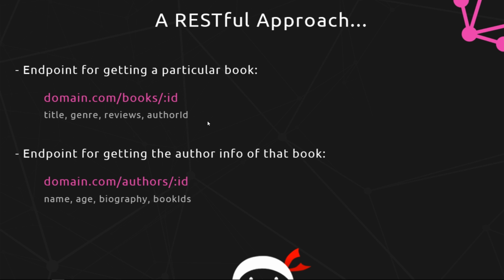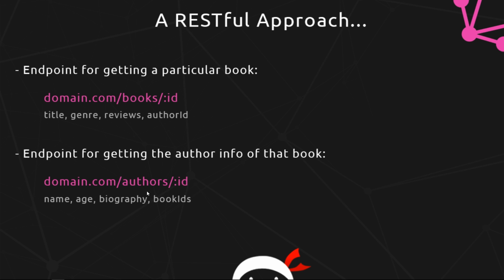So we could display that information on the page, but then if we wanted to display author information about this book as well, then typically what we'd do is grab this author ID and then make another request to a different endpoint, such as /authors, /ID, to get information about that author, such as the name, the age, biography, and a list of book IDs. And they correspond to the different books that this author has written. Okay, so already we've made two requests from this page to show book information and author information. So this is already getting a little bit inefficient.